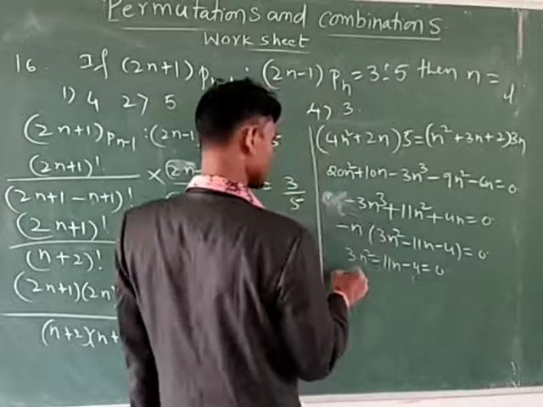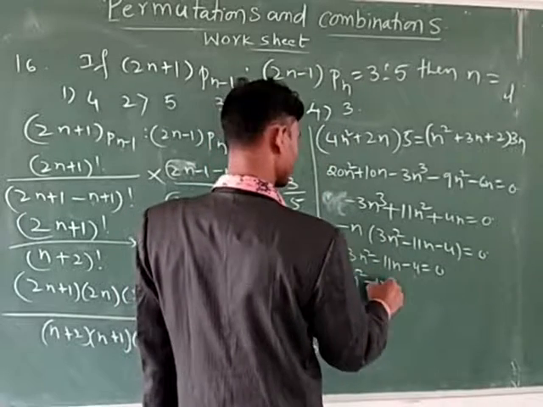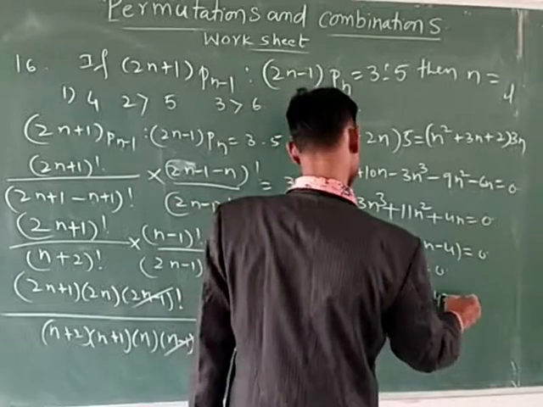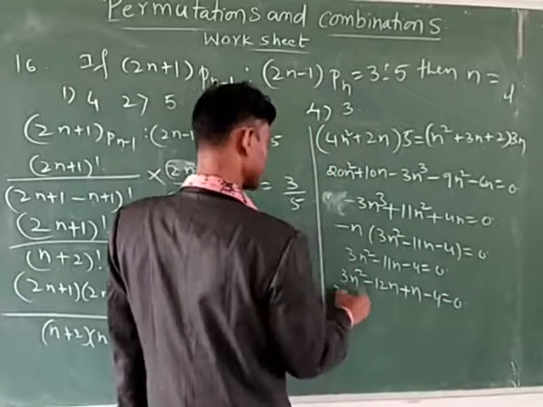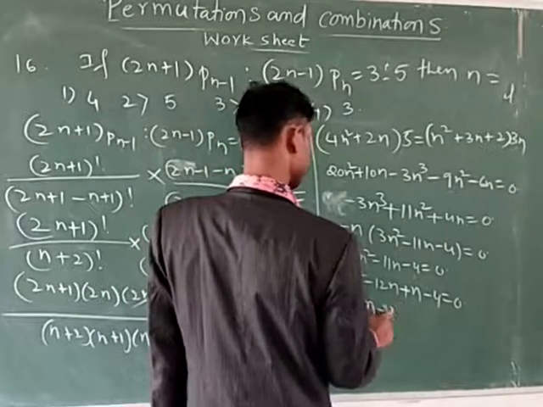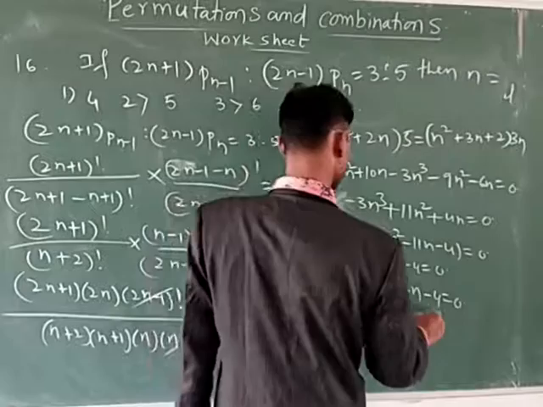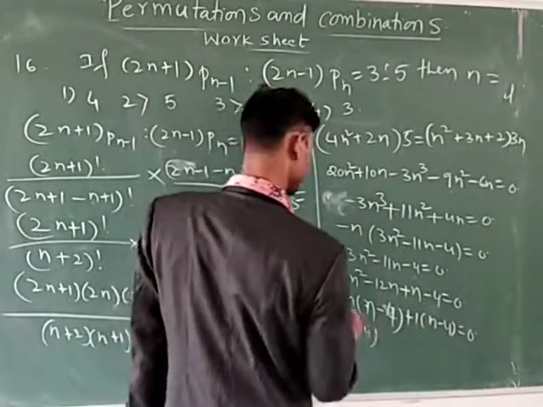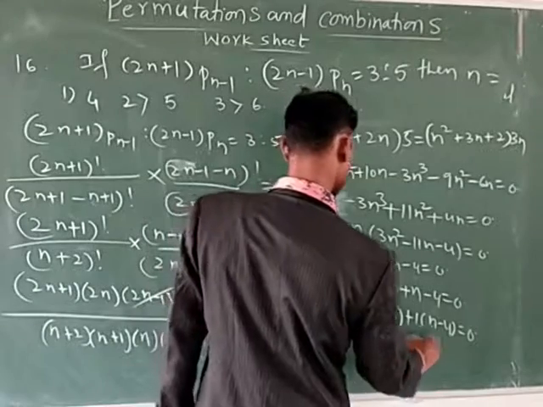Here 3 fours are 12. So 3n square minus 12n plus n minus 4 is equal to 0. In these two terms take common 3n: 3n into (n minus 4), plus 1 into (n minus 4), is equal to 0. Now this is written as (n minus 4) into (3n plus 1) is equal to 0.